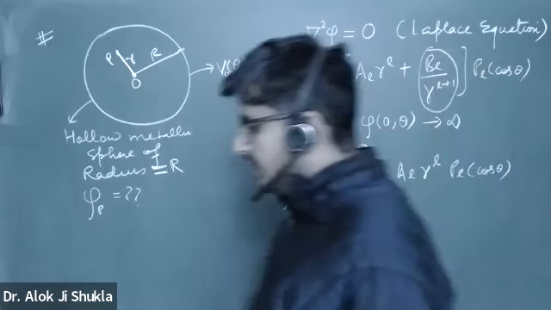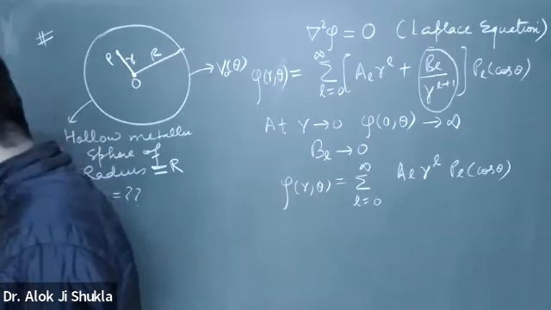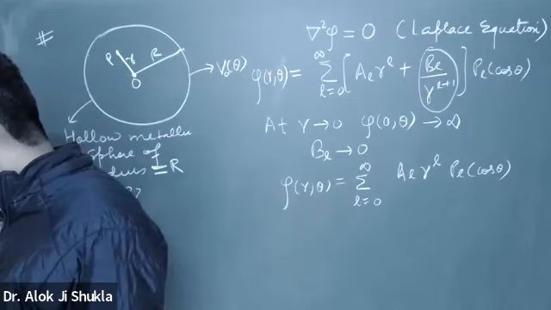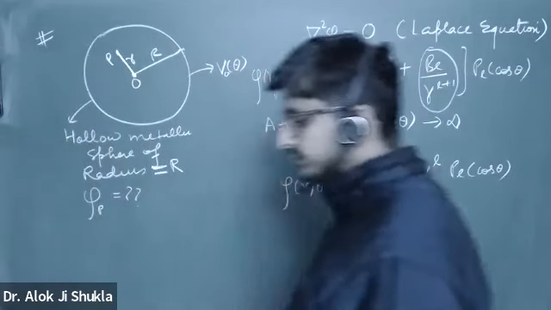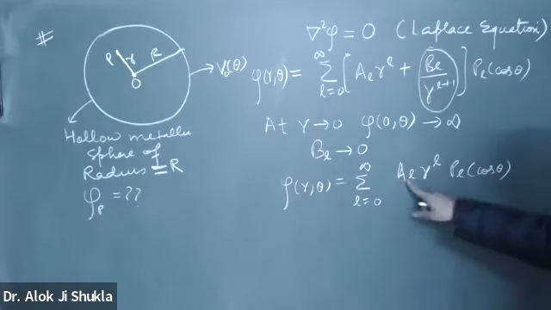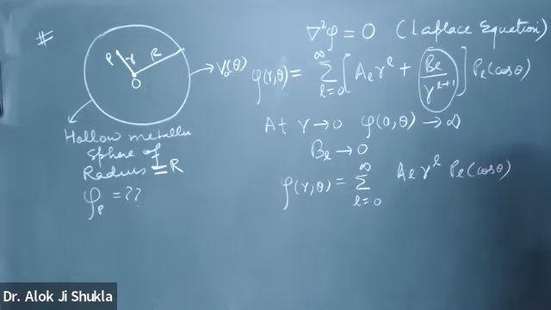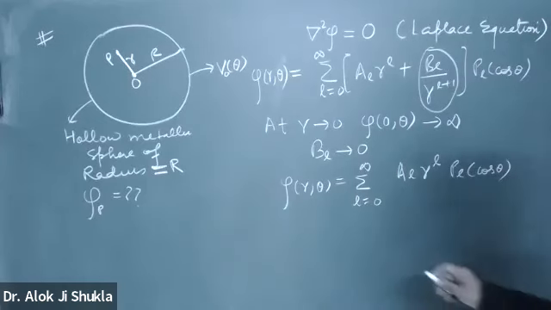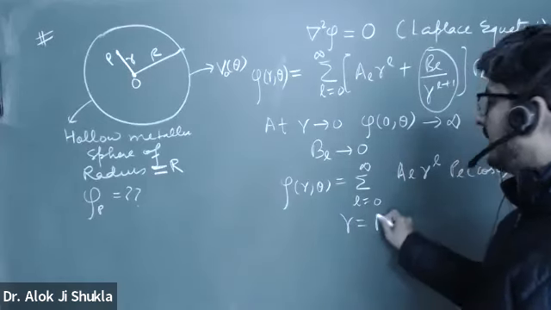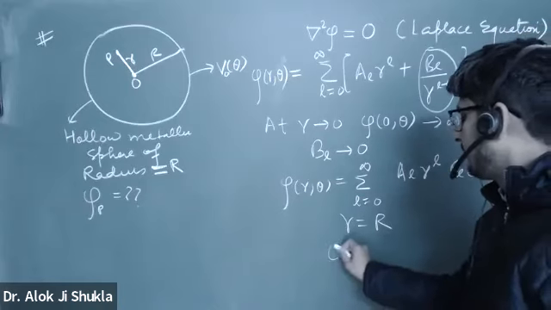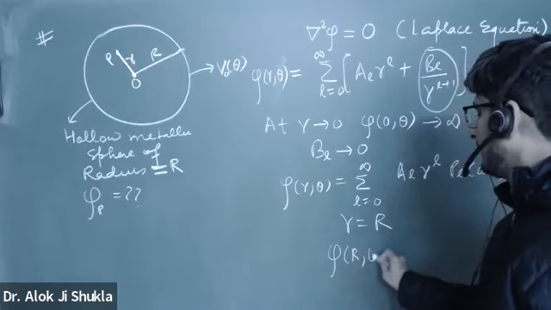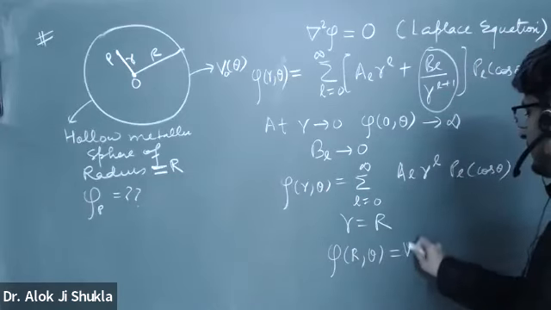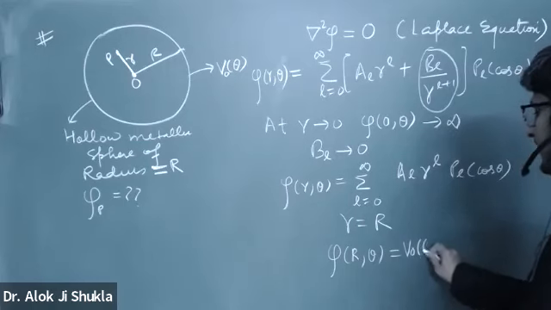Now you need more boundary conditions to get this A_L. It is given that the potential is V naught outside. So what will we do? Let's put r equal to capital R. So this will become phi of R, theta. This has been given as equal to V naught of theta, right?